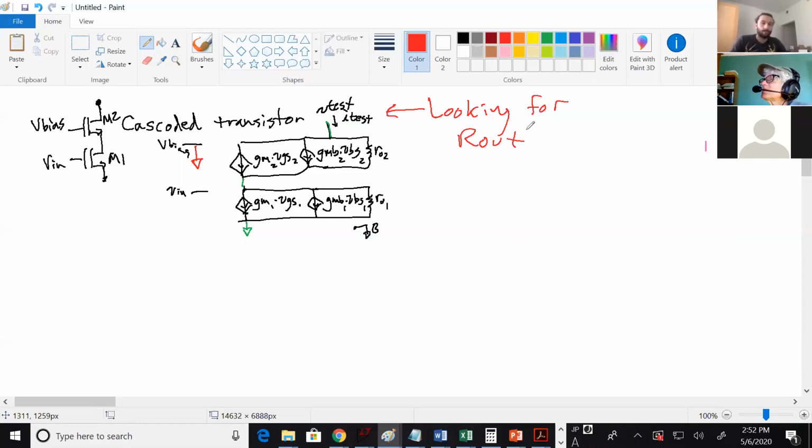Let me go one step in just in case there's some people that don't know where to go with this. What's this tell you? If you're looking for R out, what's the nice thing you get to do? Zero the input. Okay, so I get to zero the input.